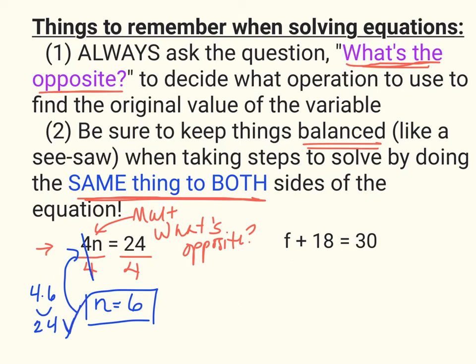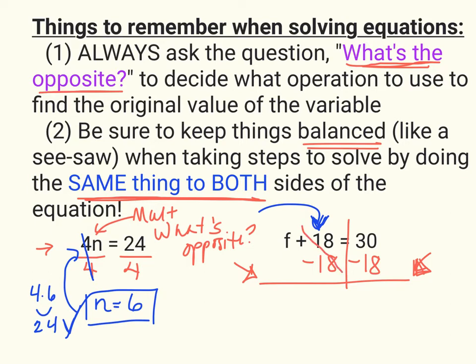Okay, so same thing, same question. What's the opposite? Well, this is plus 18. What's the opposite of plus 18? Well, of course, that's minus 18 on both sides. Now, when we add and subtract, I like to actually draw that. In this way, you can kind of see the seesaw. These are the two sides of the seesaw. And we want to make sure that one side isn't heavier than the other. So by subtracting 18 from both sides, we've done the exact same thing, and it doesn't mess with the balance of things.